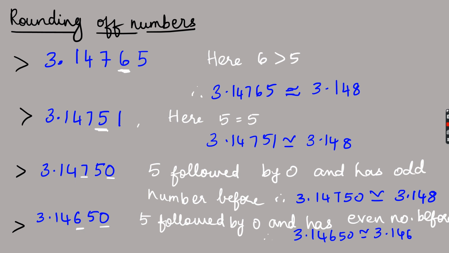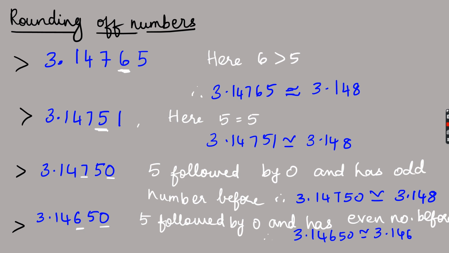If the number before the last number is greater than 5, and here 6 is greater than 5, then I will increase the preceding number by 1. This is the basic rounding off we do. So 3.14765 will be written as 3.148. Next, again I look at the number before the last number, and it is equal to 5. If it is equal to 5, you can again round off to 3.148. So these are the basic two rounding cases. And if it is lesser than 5, then we don't round off, we just write it as it is.